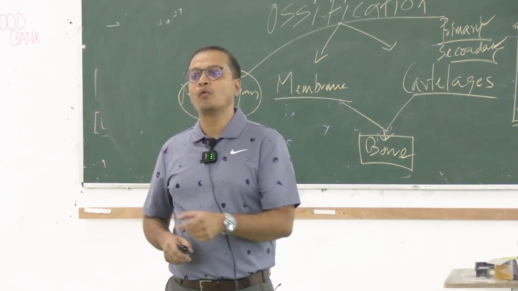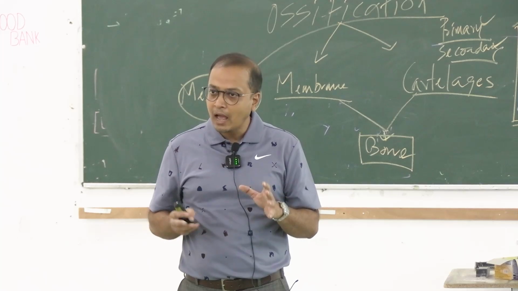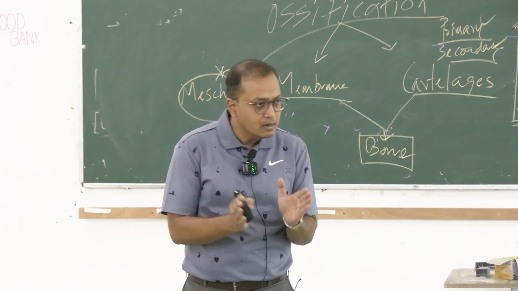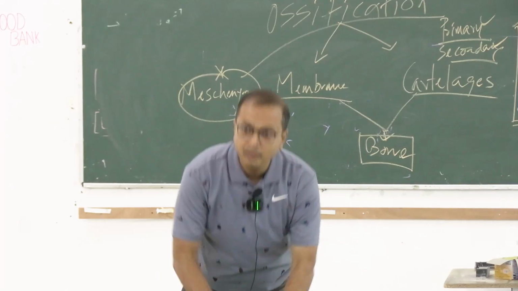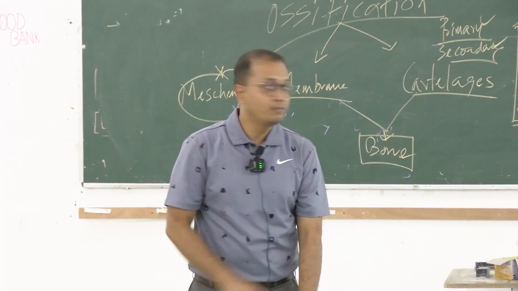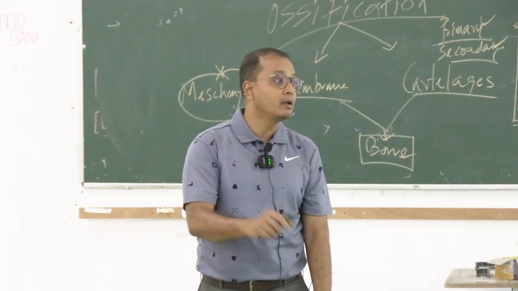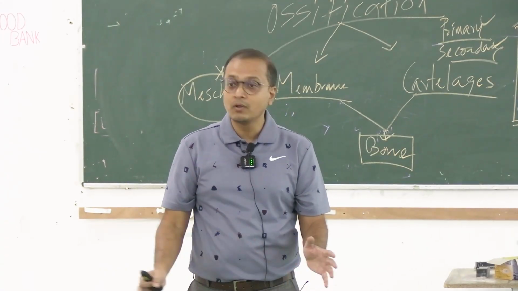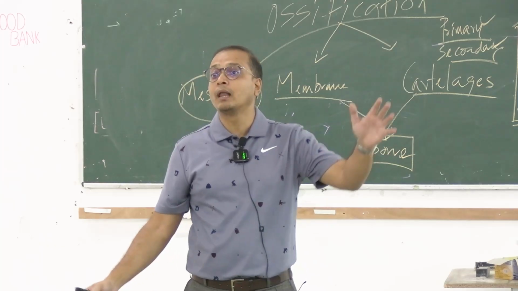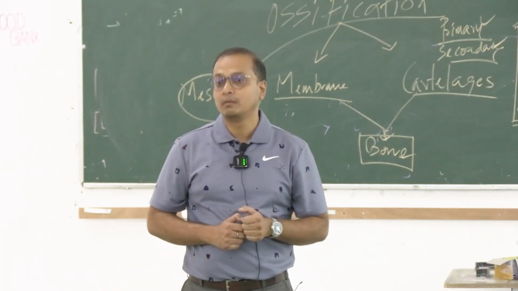If this epiphyseal plate fails to grow, we do not have bone growth, or we have stunting of bone growth. That means the person will be a dwarf. If by any disease the epiphyseal plate is destroyed, the bone is not going to grow, so we are not going to grow in length. That's the significance of the epiphyseal plate.